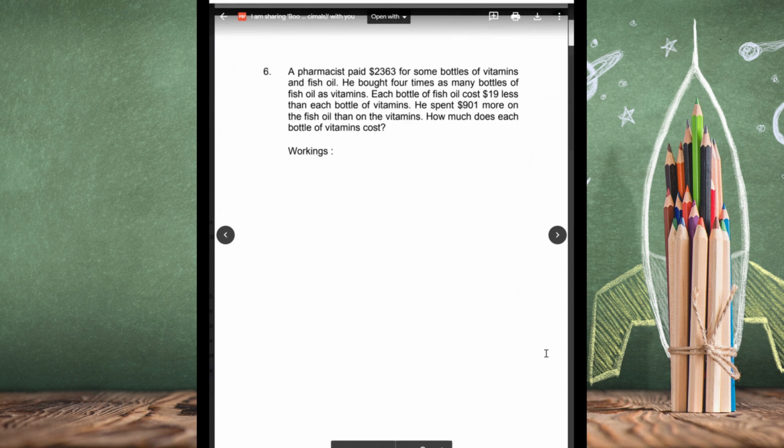At this part, we noticed that we were given the total amount spent on both the vitamins and the fish oil. The next thing we notice is that he bought 4 times as many bottles of fish oil as vitamins. And then they also say that each bottle of fish oil costs $19 less than each bottle of vitamins, meaning the total cost of them is different, and the number of bottles purchased for each item is also different. All these differences resulted in the pharmacy spending $901 more on the fish oil than on the vitamins.